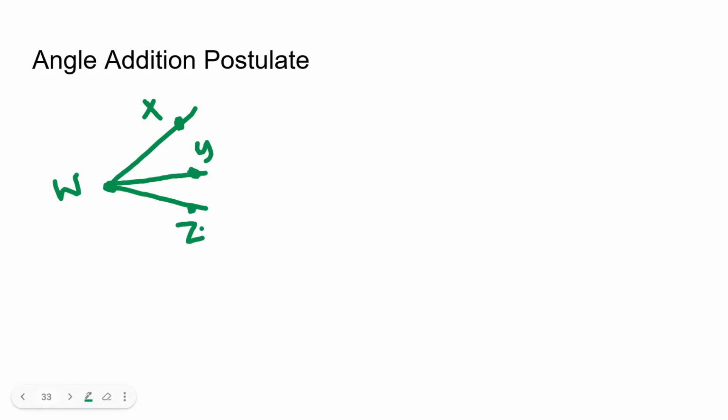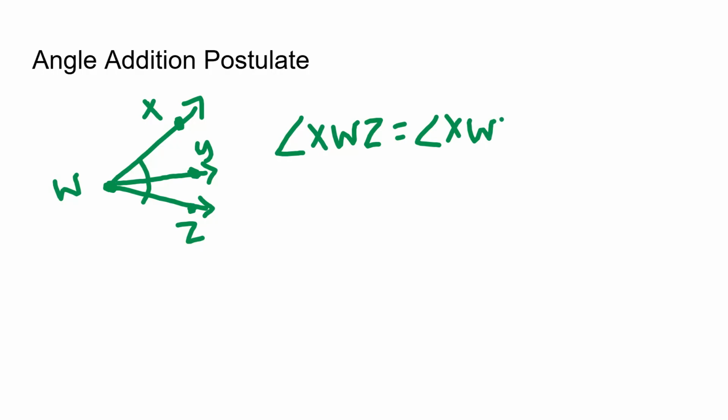Lastly, I have my angle addition postulate. This is what's going to be most helpful for you in your proofs. So if I have angle X, W, Y, and Z, what this says is that angle XWZ, which is this whole thing, is equal to the part XWY plus angle YWZ. Okay. So the part plus the part equals the whole.